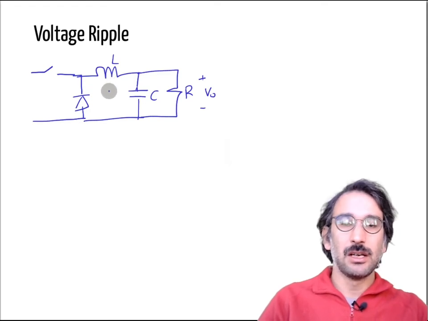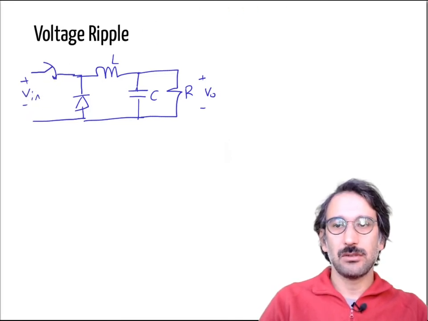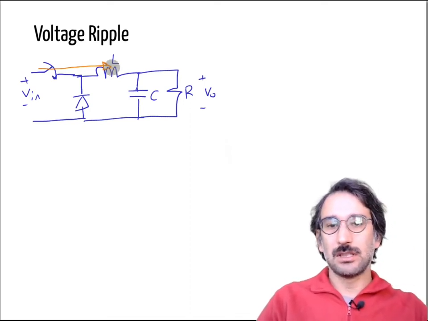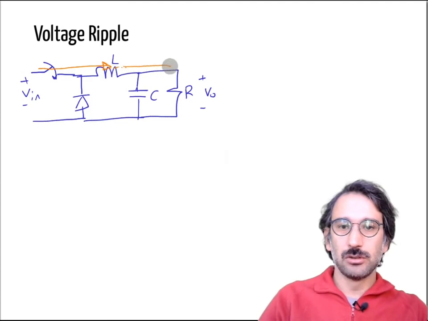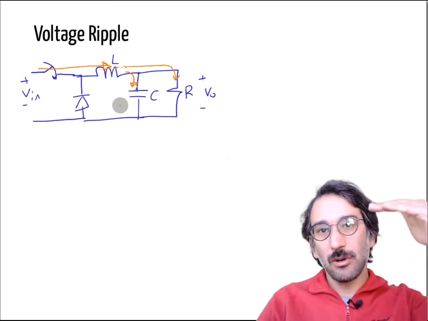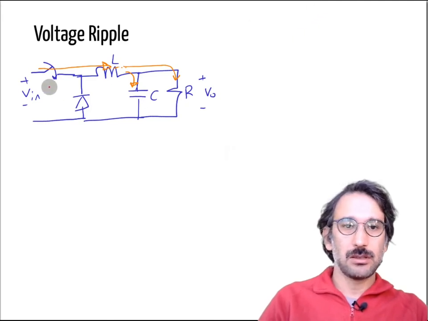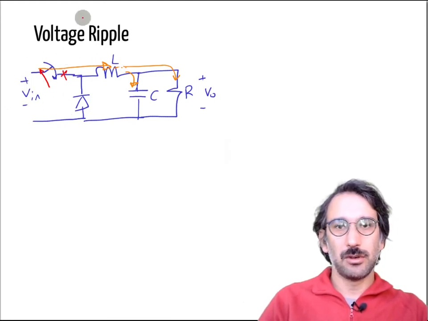Just before getting into equations, let's look at the mechanism. Let's say this is V in, and when we close the switch, we are charging that inductor, and if the inductor current goes over some certain value, it is both supplying the load and also charging your capacitor. So you are slightly increasing the voltage level in the capacitor. Then you open the switch, and you don't have any power flow from your input.